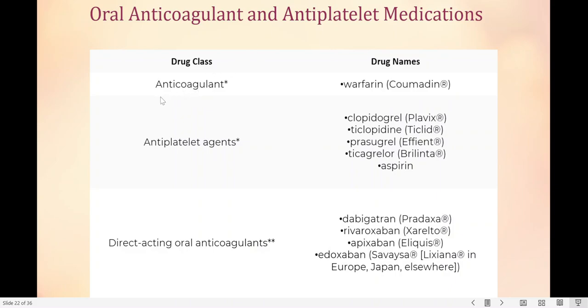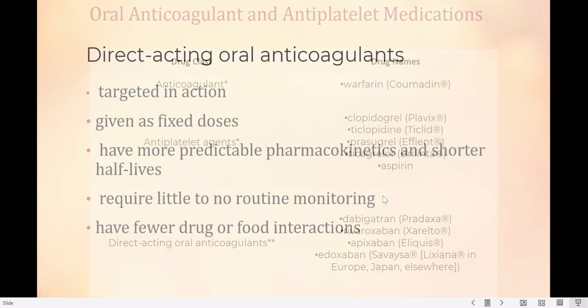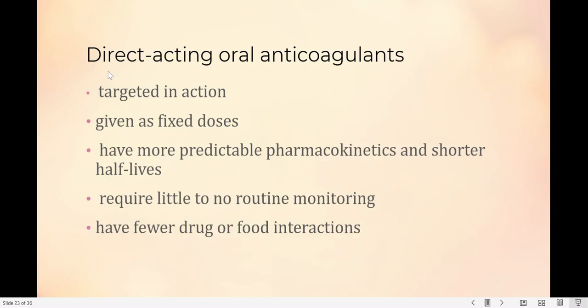We have anticoagulants such as warfarin. We have also direct acting anticoagulants like Pradaxa, for example. And we have also antiplatelet agents. The typical example is aspirin, but we have other antiplatelet agents like, for example, Plavix. Now, let's talk a little bit about direct acting anticoagulants.